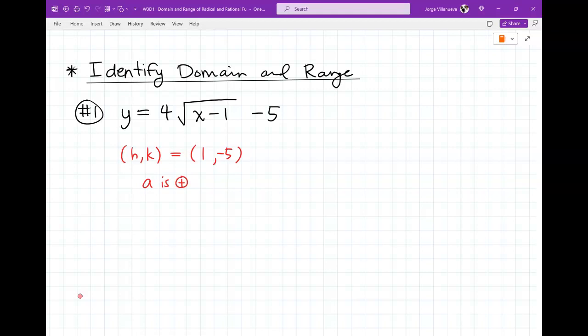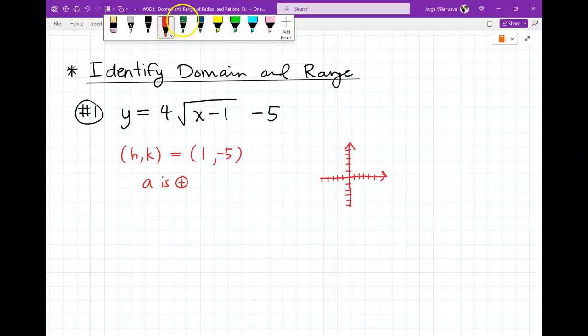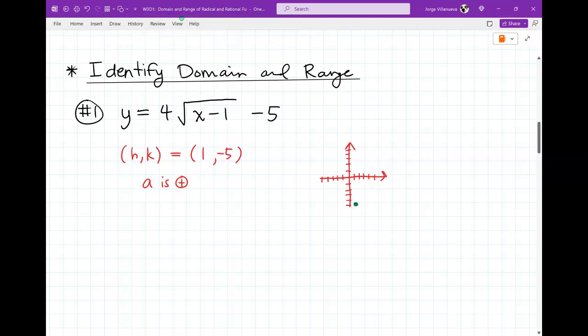Next, I'm going to draw a really lazy graph. Okay, so here you go. This is what I mean by a lazy graph. I'm not going to try to be too exact. I'm going to make a couple marks here, just so I have something to look at. And I'm going to put that dot. So 1, -5 is down here. Okay? And since a is positive, I'm just going to do this. I'm not even going to calculate anything. I'm just going to do the little line like that. Okay, the curve is going up and to the right.